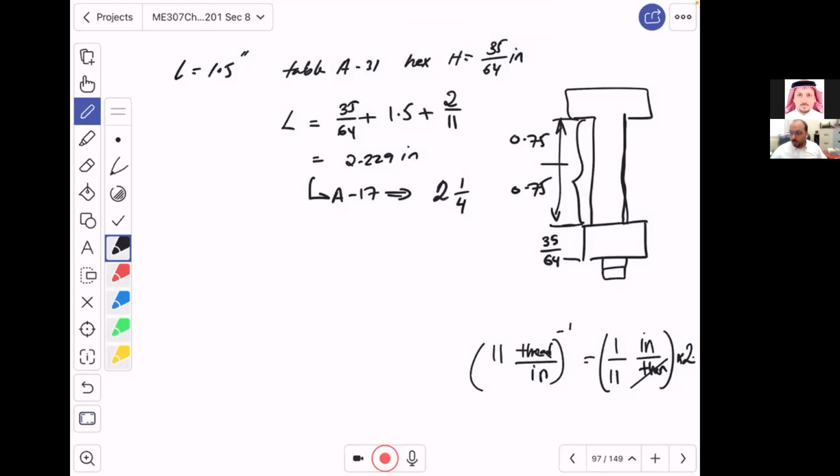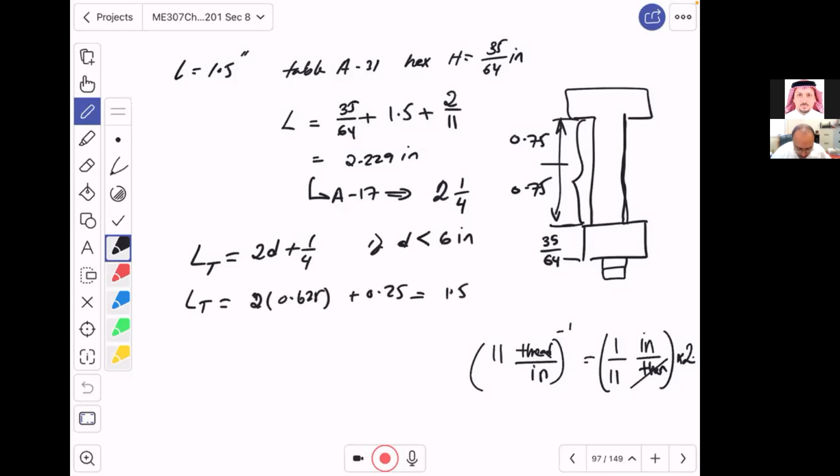Now, if we know the length of the bolt, then LT, if you remember, is 2 times the diameter plus 1/4 if the diameter is less than 6 inches, which is the case here. I mean, 5/8 is less than 6 inches. So we will find LT, which is equal to 2 multiplied by 5/8, which is 0.625, and then plus 0.25. The length of the thread is 1.5 inches.